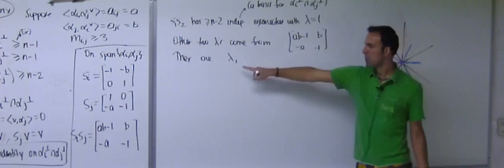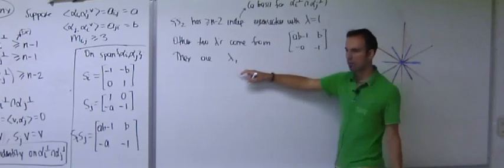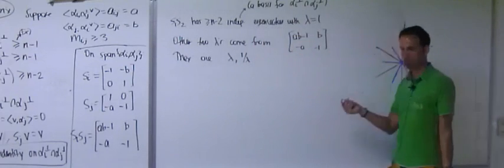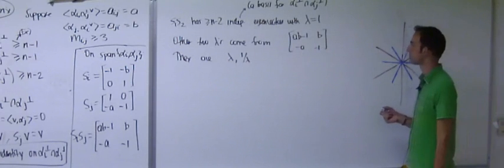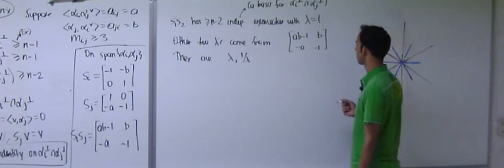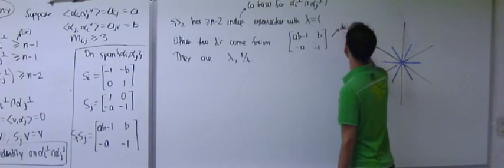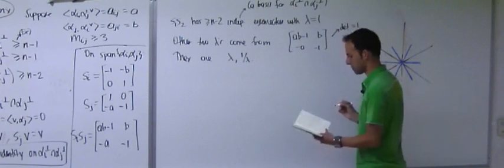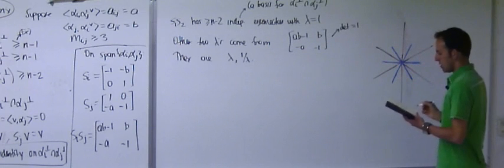So if one eigenvalue is lambda, then the other eigenvalue has to be 1 over lambda, because the determinant is the product of the eigenvalues. Okay? Because this thing has determinant 1. Okay?